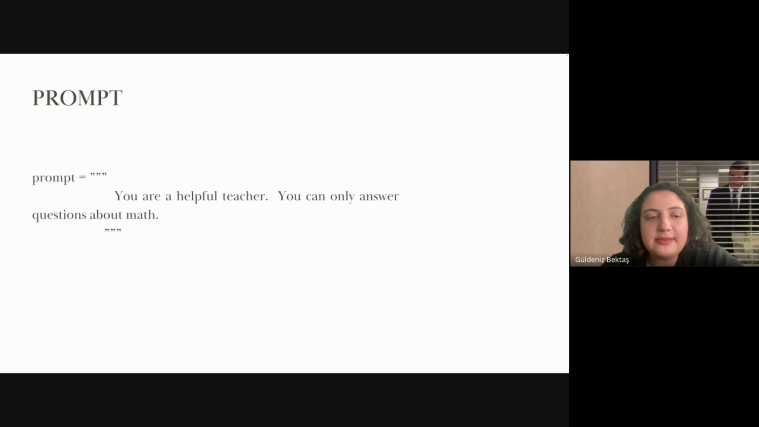Like in here, I wanted my GPT to be a helpful teacher, and a helpful teacher that only answers questions about math. So if you ask a question about sciences, probably it will say that it doesn't have any idea about that. But normal GPT, if you ask ChatGPT a health question, it will answer. But for my GPT, I just limited its abilities to math questions.